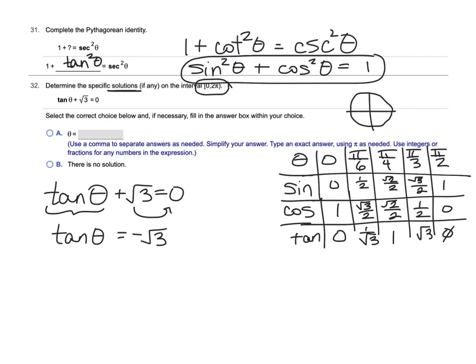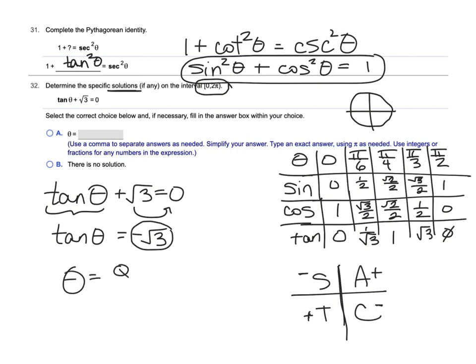So what we need to do is ask ourselves, where is the tangent negative? Remember, all students take calculus. We know that tangent is positive in the first and the third, therefore it is negative in the second and fourth. And since the tangent is negative square root of 3, my theta has to be a quadrant 2 angle and a quadrant 4 angle. Okay? Because we're looking for values that give us negative, right?